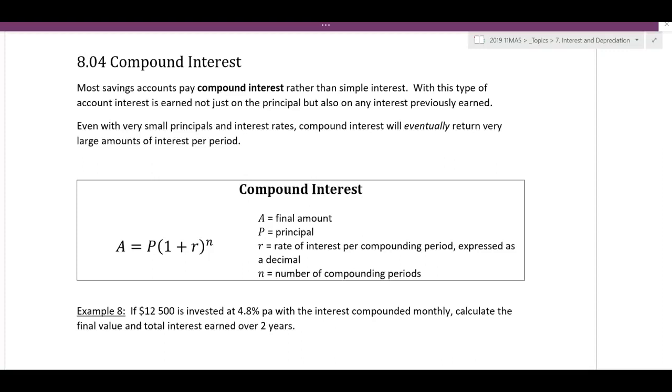For our third topic we have been learning about interest and depreciation, and so far simple interest. I did hint there was another way of calculating this, and the other common way of calculating your interest is compound interest. Now bear with me here.